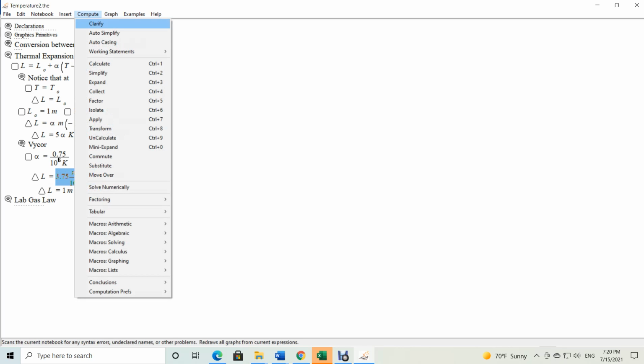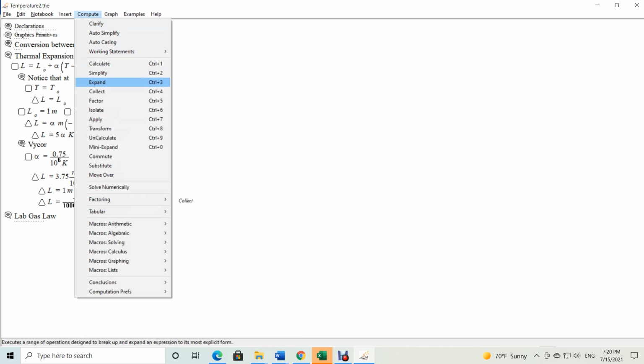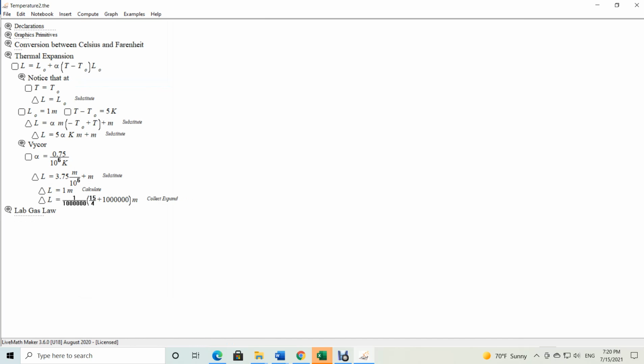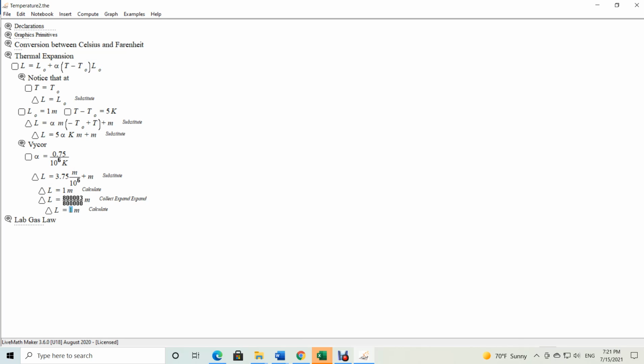Let me put it in a different format here. Let's see, expand. Let's try it once more. And now the change is very small. The change in length is very small. Do you see that? So small that my calculator doesn't even put the decimal places in this number. So you can hardly see anything like that.